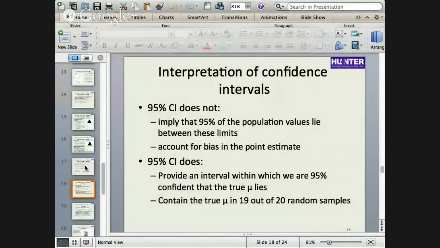That does not mean that 95% of North American men have a height between 5'9" and 5'9" and 1/8 of an inch. It is not at all that. So again, it's about the sampling distribution, not the population distribution. That's why I keep on hammering on the difference between those two. And as I mentioned, it does not account for bias.